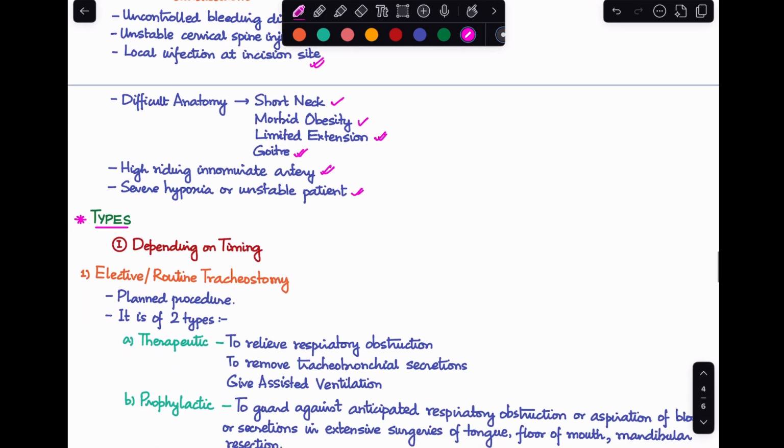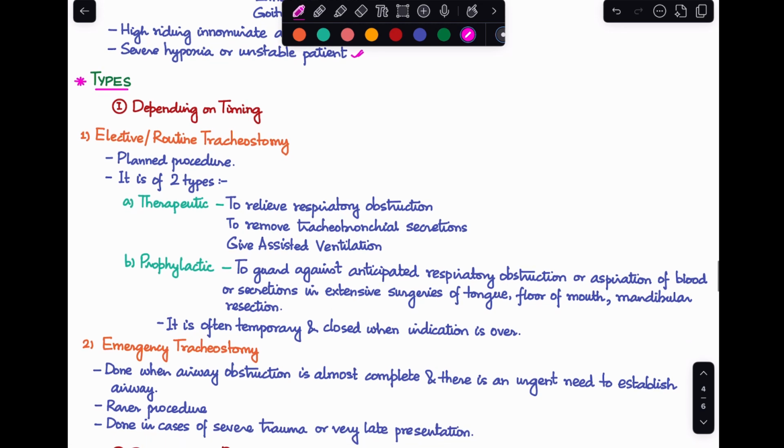Next, let's discuss what are the different types of tracheostomy. Now, this again has different classifications. The first classification is depending on the timing at which you are doing the tracheostomy. Second is depending on the period of time for which the tracheostomy is kept. And third is based on the site of the incision. So, first, let's start with the first one, which is depending on the timing of our surgery.